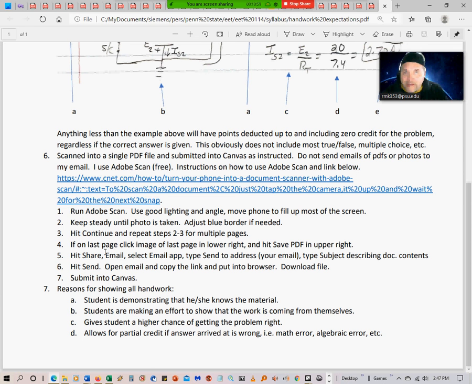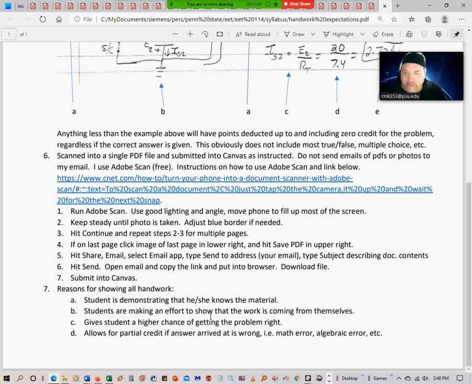8 or 9 different pictures for an assignment. If it's 8 or 9 pages, don't send me 8 or 9 different photos. That doesn't help me, and it makes it harder on you also, and it makes it very hard for me to grade. I'd much rather you send me one PDF file with all the sheets in it, just a single PDF. And the reason for showing all handwork is that you're showing that you know the material.